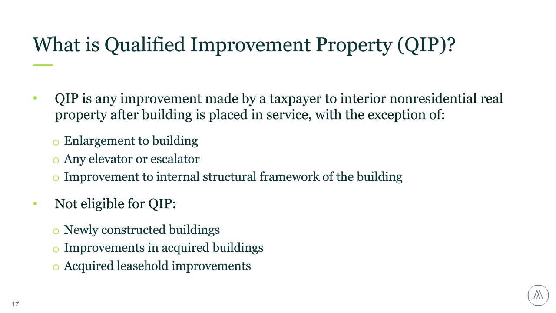Certain improvements are excluded from the definition of QIP. So this would include any costs related to enlarging the building. So maybe you do an expansion off the side of a building, or going vertical and adding a floor. Elevators and escalators are excluded. And then lastly, internal structural framework, any work done to that in the building, that would be excluded as well. So, in that case, it'd be seismic retrofits to building beams or foundations, or maybe floor structure changes.